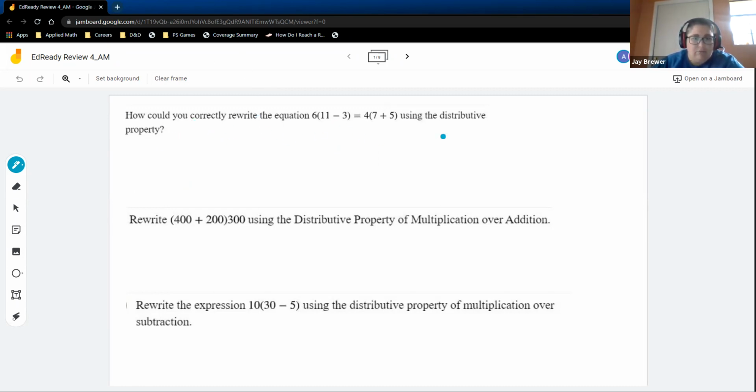All right, so the first thing we're going to deal with here is distributive property. When you distribute, you're basically just multiplying. So these distribution properties can be done a couple of different ways, but since they want you to use the distributive property, you would actually multiply the 6 by the 11 and the 6 by the 3, and then the 4 by the 7 and the 4 by the 5, instead of doing the order of operations.